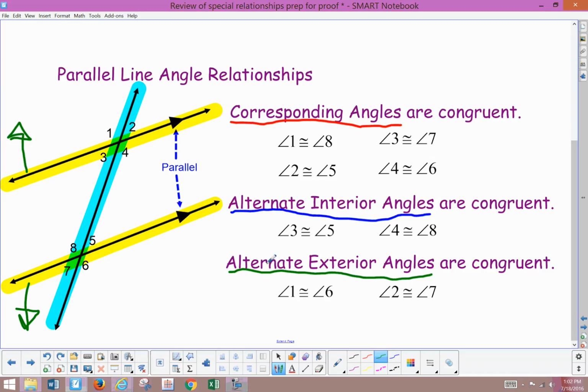Alternate still is referring to being on different sides of the transversal. My transversal is blue, so that means I'm looking at angle 1 and angle 6. Those are on opposite sides of the transversal and on the outside pieces of the parallels. Then there's angle 2 and angle 7.